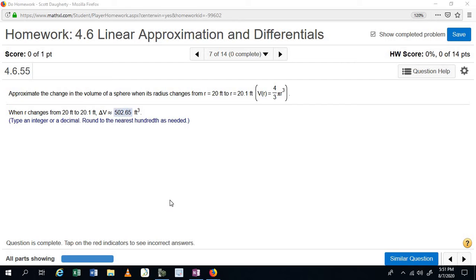In this problem, it says approximate the change in the volume of a sphere when its radius changes from 20 feet to 20.1 feet. And of course, the volume of a sphere is 4/3 pi r cubed. Now, when they say to approximate the change in the volume of the sphere, I think to be more specific, they're asking us to find the differential change in the volume instead of the exact change in the volume. So let me show you how we can do that.